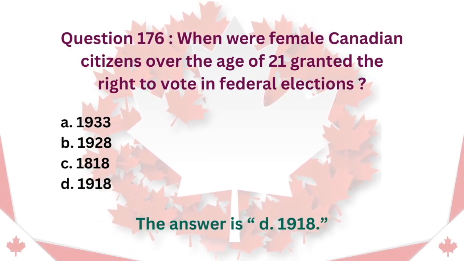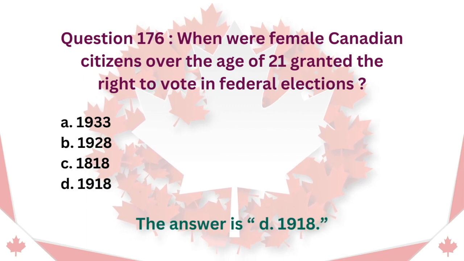Question 176. When were female Canadian citizens over the age of 21 granted the right to vote in federal elections? A. 1933. B. 1928. C. 1818. D. 1918. The answer is D. 1918.